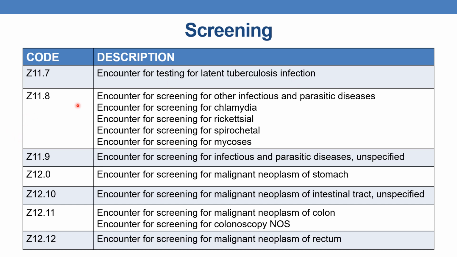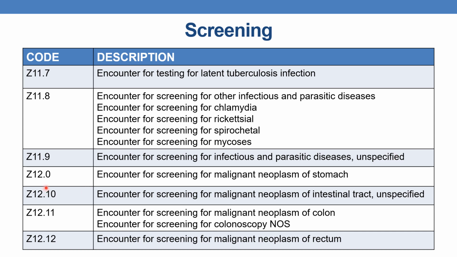The next is Z11.8. Encounter for screening for other infectious and parasitic diseases. And whenever the physician documents encounter for screening for chlamydia, mycosis, or spirochetal diseases, in all these cases you need to code Z11.8. And finally Z11.9. It deals with encounter for screening for infectious and parasitic diseases, unspecified.